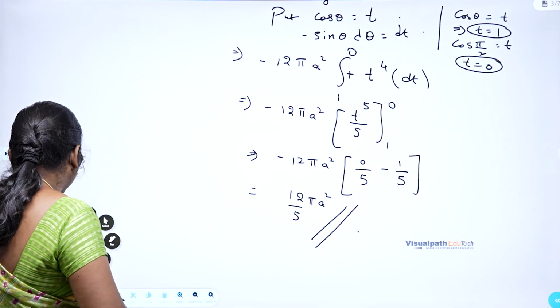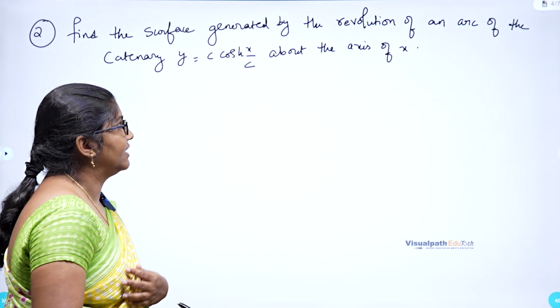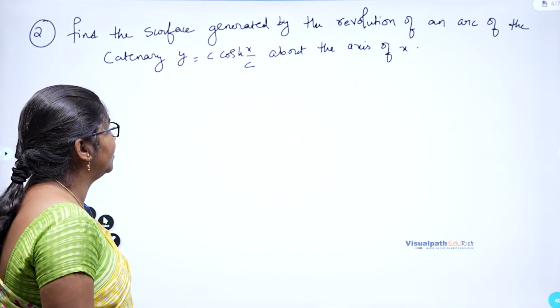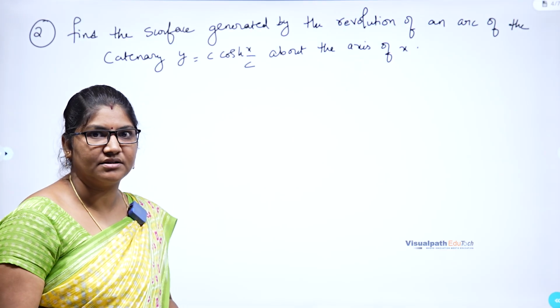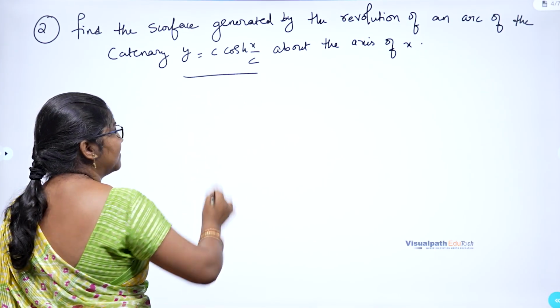Okay, we will move on to the next problem. Find the surface generated by the revolution of an arc of the catenary y is equal to c cosh(x/c) about the axis of x, or x-axis. Okay, this is also a Cartesian equation only.